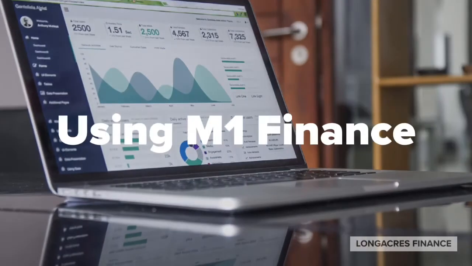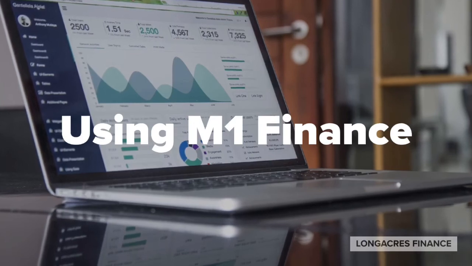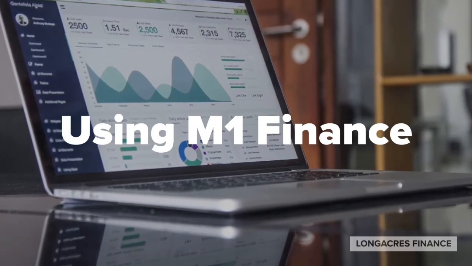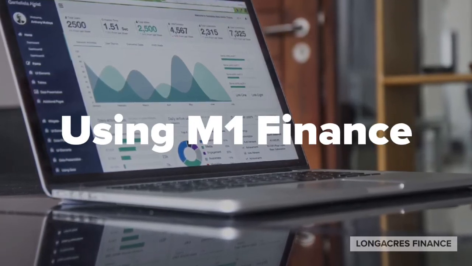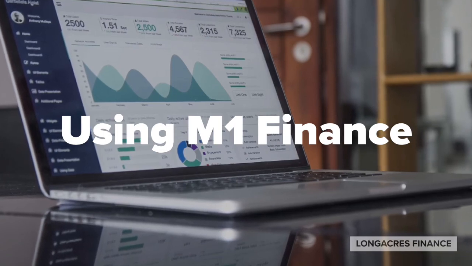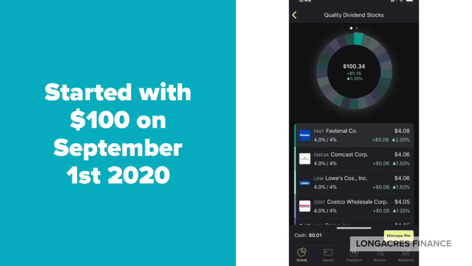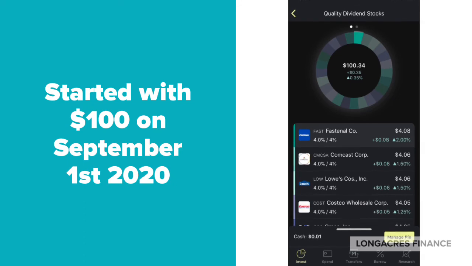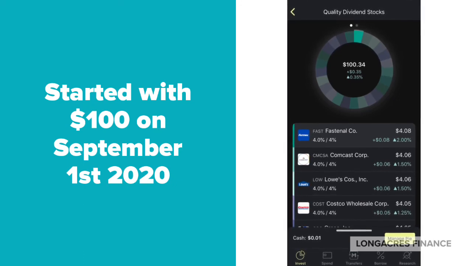I will be doing a live test of this portfolio using M1 Finance because they made the most sense versus other brokerages for this specific portfolio with limited capital. So I actually started this portfolio on September 1st, 2020 with $100. You can see a screenshot from M1 Finance here.